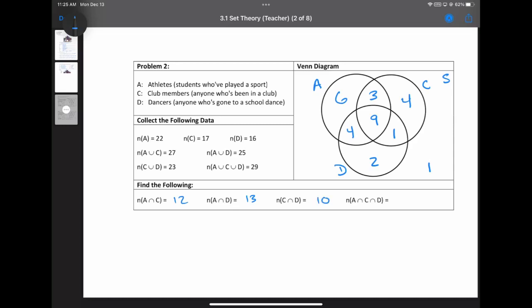The number of people that are C and D, so club members and dancers, that's the right football, 9 and 1 is 10. And the number of people who are part of all three of those groups. They are dancers and club members and athletes. There's 9 of those people. And then we have our one poor person that doesn't get involved in anything, and maybe they just need a friend. We should find out who they are and be nice to them.